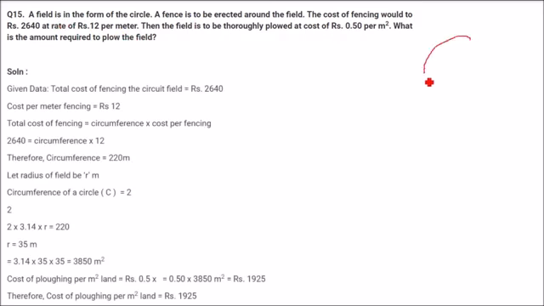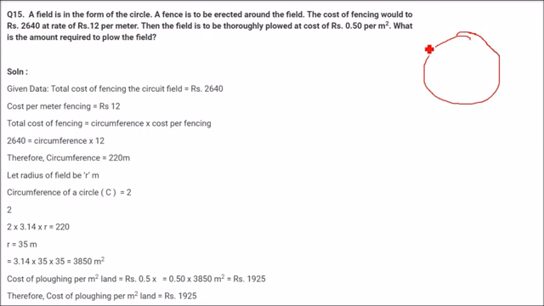So now a field is in the form of a circle. A fence is to be erected around the field. So we have a circumference here. The cost of fencing would be 2640 at a rate of 12 per meter. So we have to find out what this is. The cost of fencing would be 2640 at a rate of rupees 12 per meter.